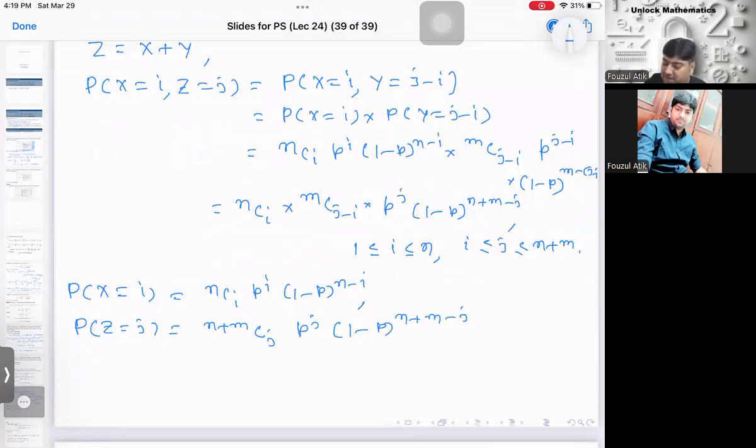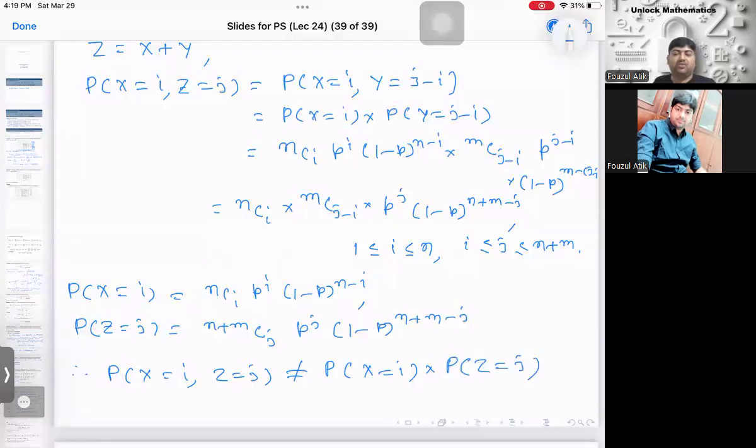And we can calculate that this value, P of X equal to i, Z equal to j, is actually not equal to P of X equal to i into P of Z equal to j. Just put i equal to 1 and j equal to 1. If we take a particular value, we can immediately see they are not equal, right? And therefore we can declare that X and Z are not independent, whereas X and Y were independent.